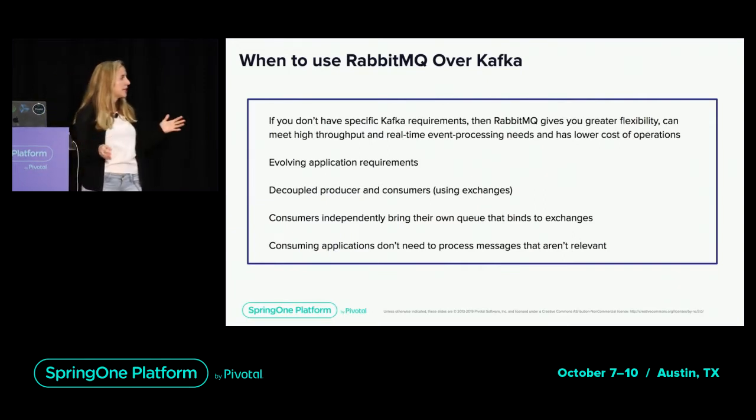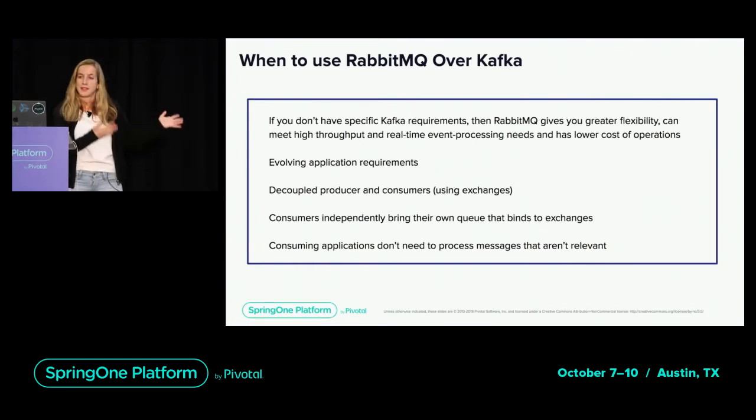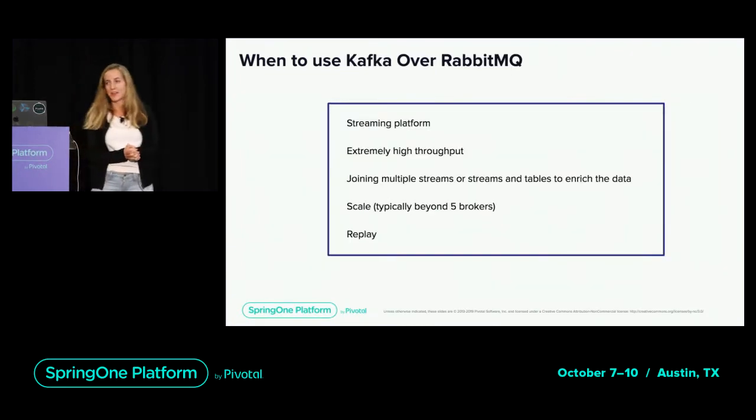And finally, because consumers declare their queue and choose the messages they need to receive, unlike streaming applications, they don't need to process every message. You don't need to process the messages that aren't going to be relevant. So that's a quick snapshot of Rabbit over Kafka.